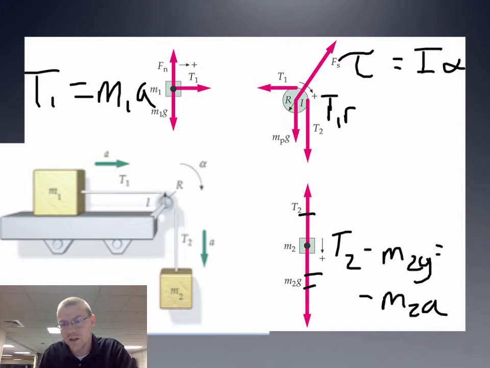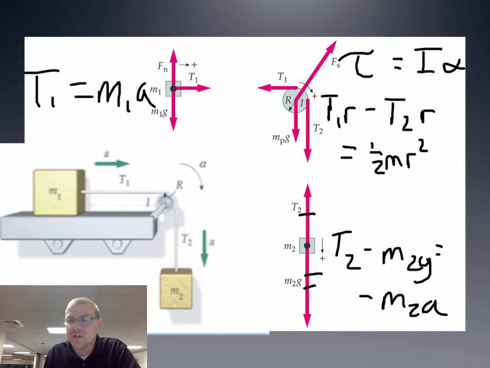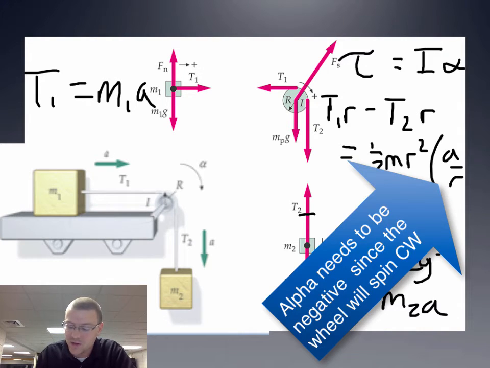T2 is trying to make it spin in the clockwise direction, so that's a negative torque. And that's going to equal the moment of our wheel. Let's say our wheel is a solid cylinder, so that's 1/2 mr squared multiplied by alpha, but the goal again, remember, is to solve for linear acceleration. So you can swap out alpha as a over r, linear acceleration divided by your radius.